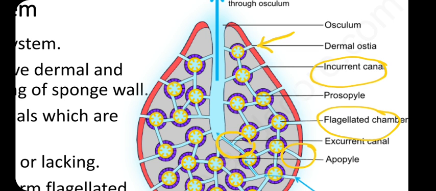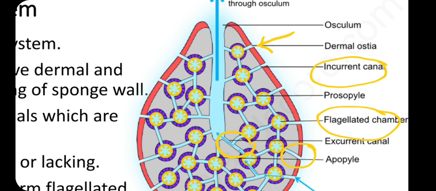It's called apopyle. So prosopyle and apopyle, the terms are the same, but only the passage is different here. In case of these syconoid types, the radial canal opens into the spongiocele through the apopyles, but in case of these leuconoid types, from the flagellated chamber it opens into the excurrent canal through the apopyles. That is the difference.